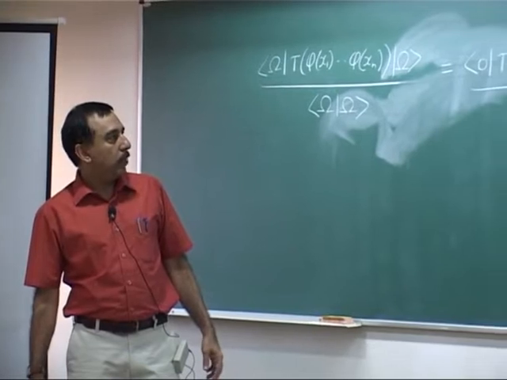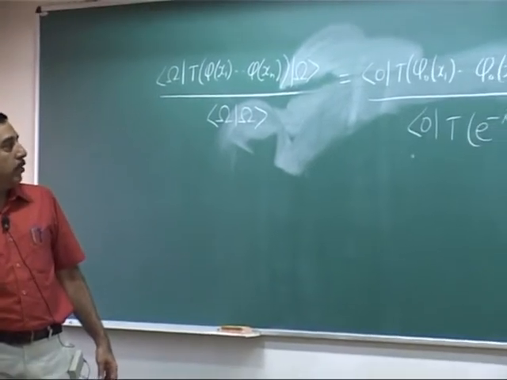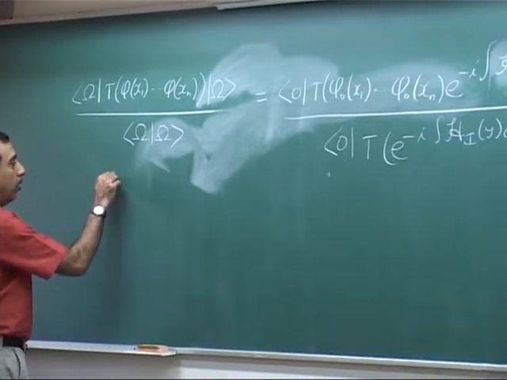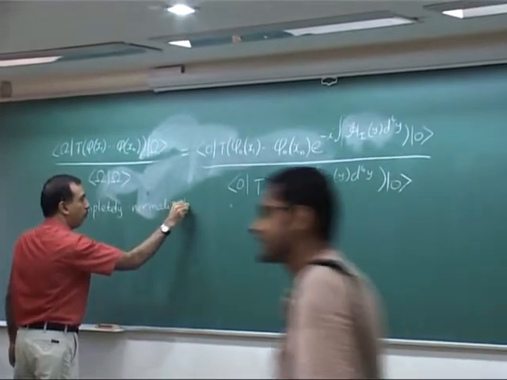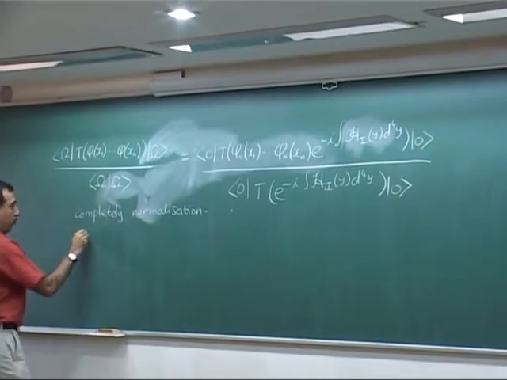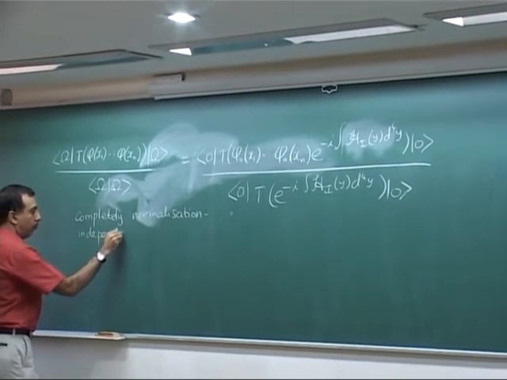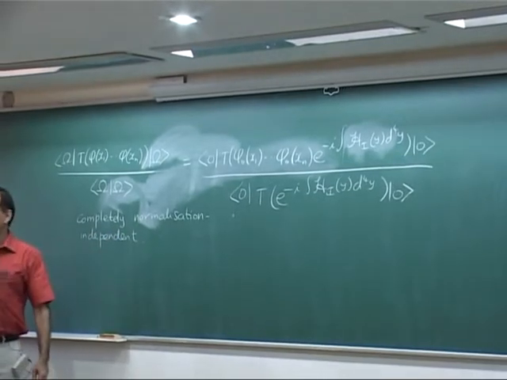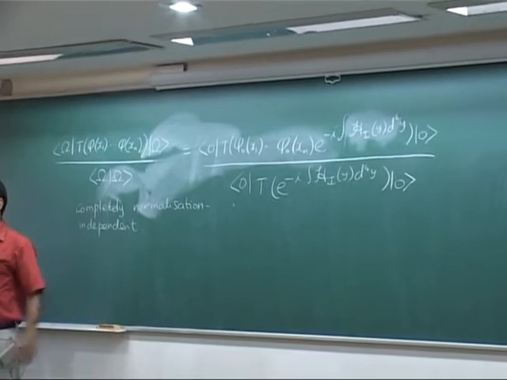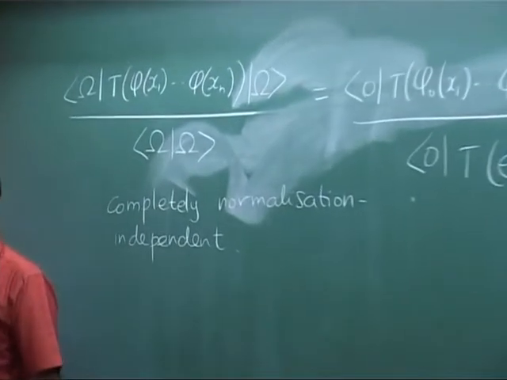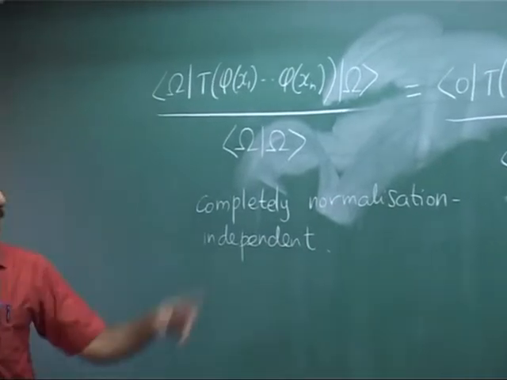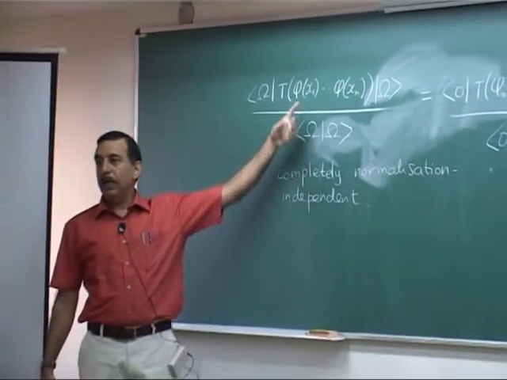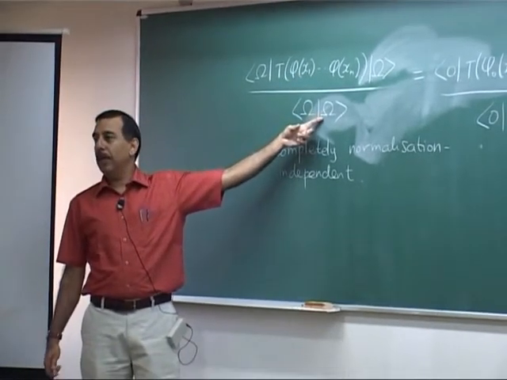Now, let's make a few comments about it. First of all, notice that it's completely normalization independent. Yesterday we insisted that omega and all the other eigenstates of the full Hamiltonian should be normalized. That's how we inserted the complete set of states. But at the end we have this expression. And you see, if omega is normalized, then this denominator is 1 and we need not write it.